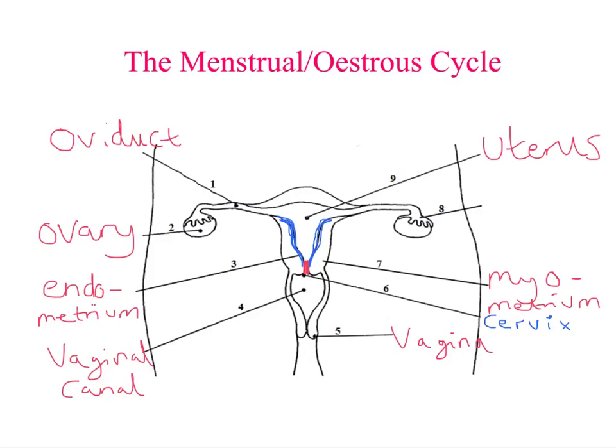So now just one further label to put in place, and that's number 8. Number 8 is the fimbria. Some little extensions at the end of our fallopian tube or oviduct. They're going to catch the egg once it's released from the ovary. So there's our basic female structure that we're going to talk about when we look at the menstrual cycle and the separate parts to it. So let's move on.